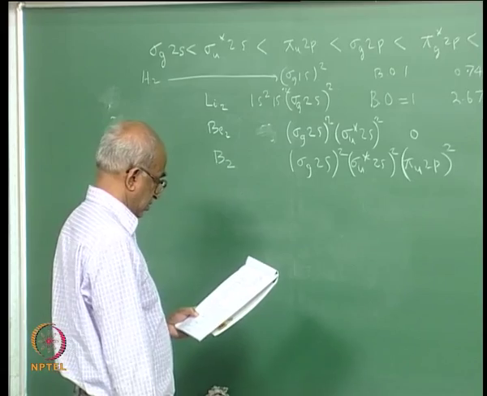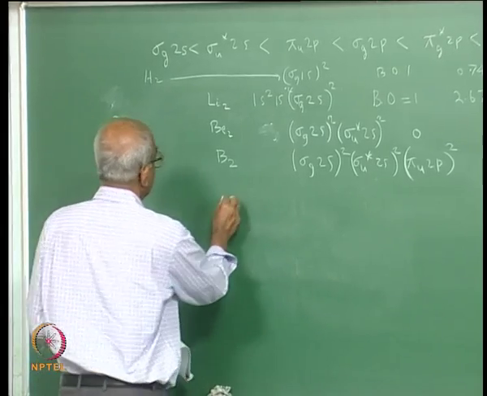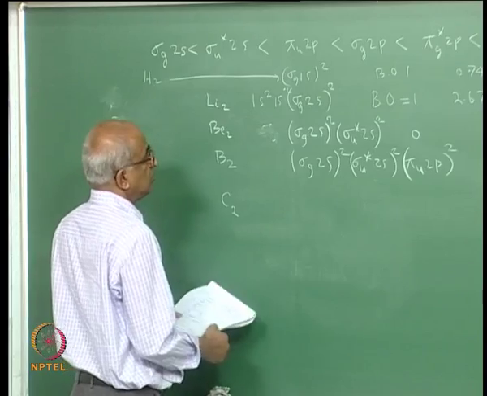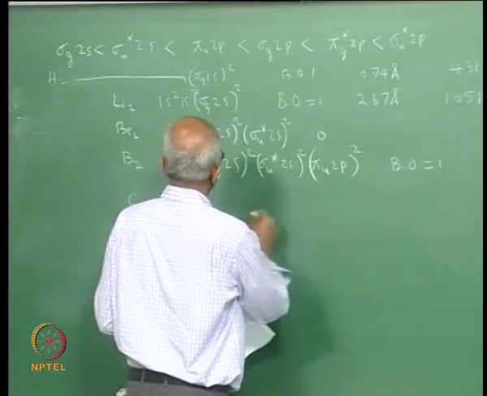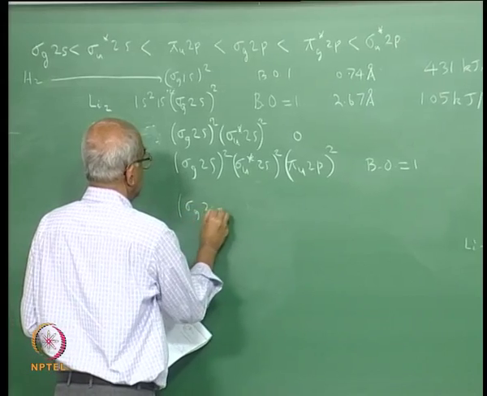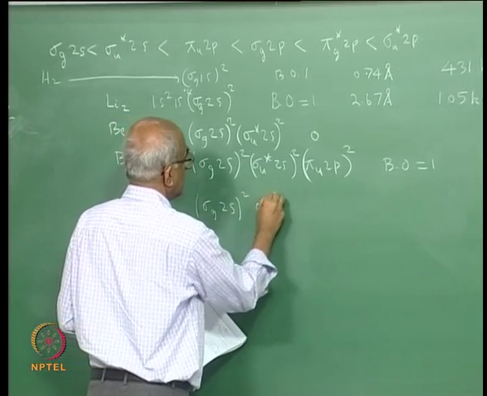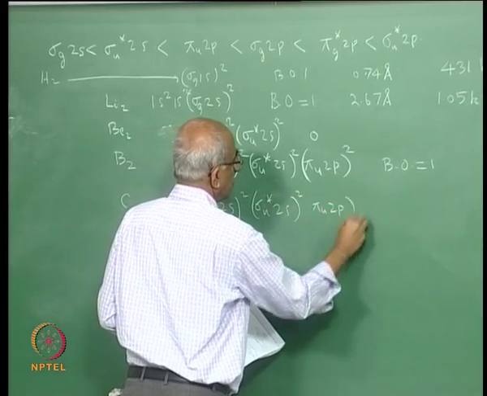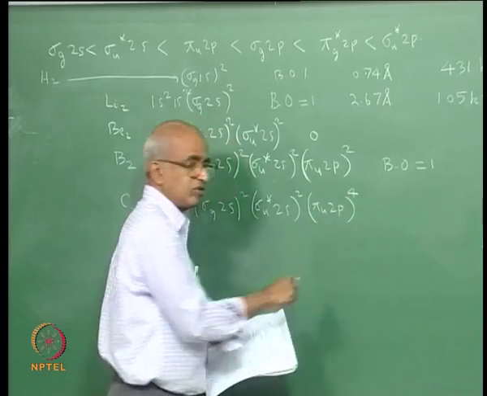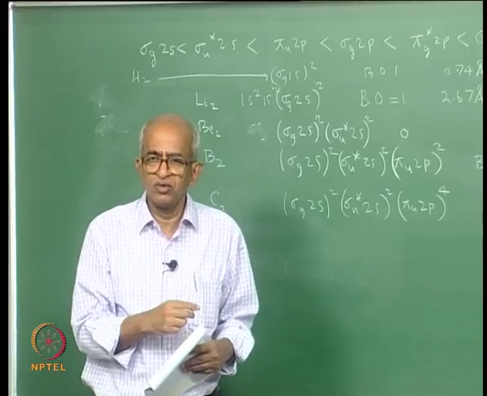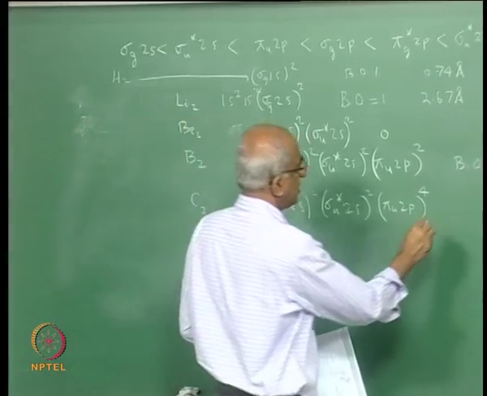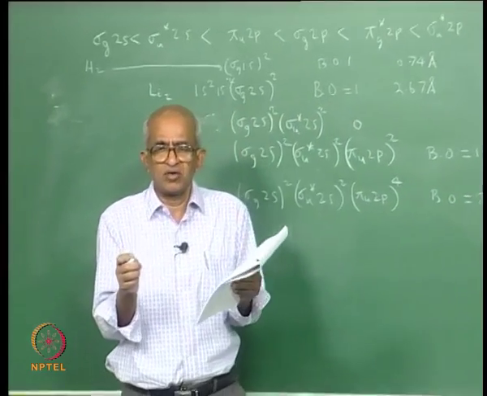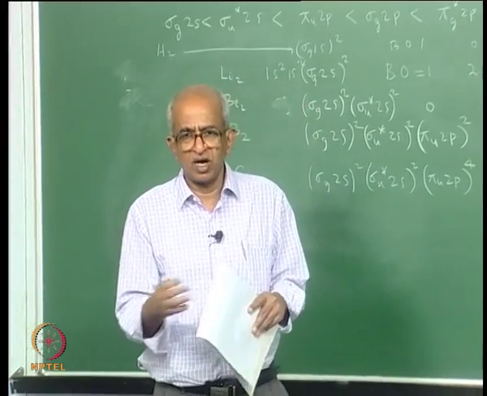Okay. Then you think of C2. What will happen? You will just add 2 more electrons. So, you would have sigma g 2s with 2 electrons, sigma u star 2s with 2 electrons, pi u 2p with 4 electrons. So, there are no unpaired electrons now in the case of C2. Calculate the bond order, you will find that bond order is equal to 2. This means that in the molecule C2, there is a double bond between the 2 carbon atoms.